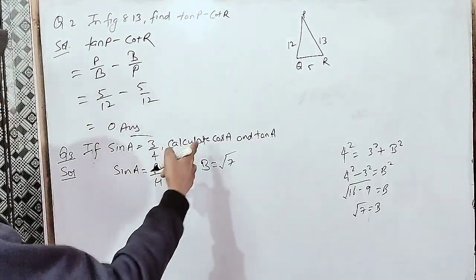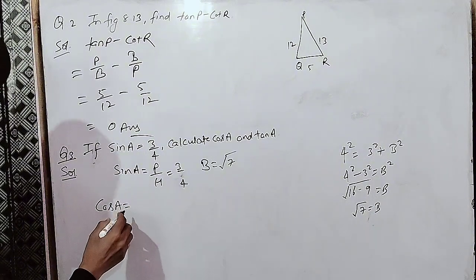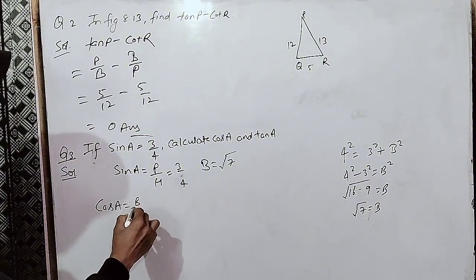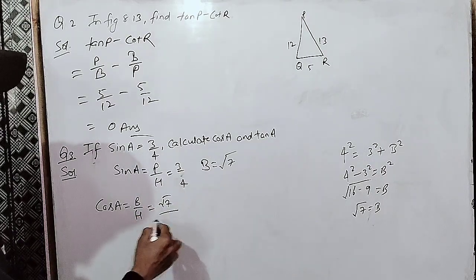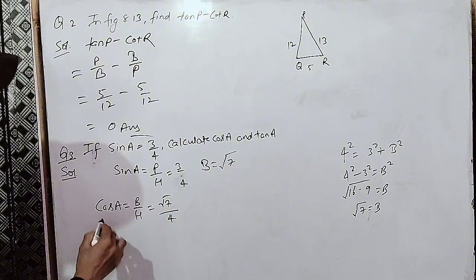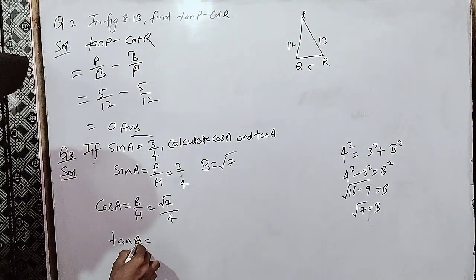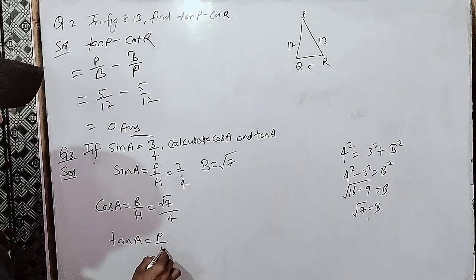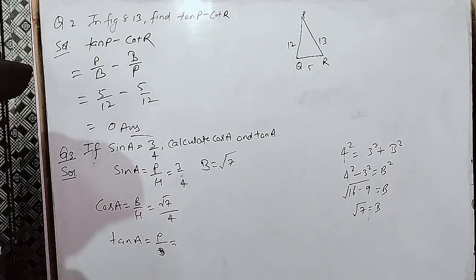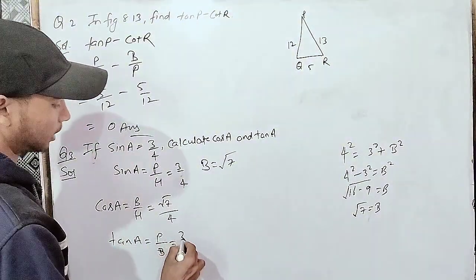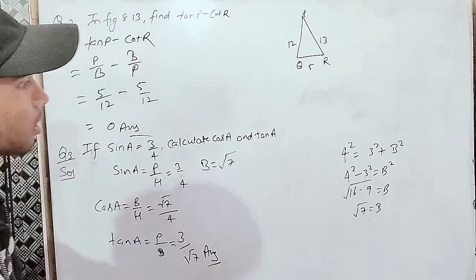Now cos A, which is B by H. Here B is root 7 and H is 4. Next, tan A is P by B. Here P is 3 and B is root 7. Clear? This is the answer. That's it.